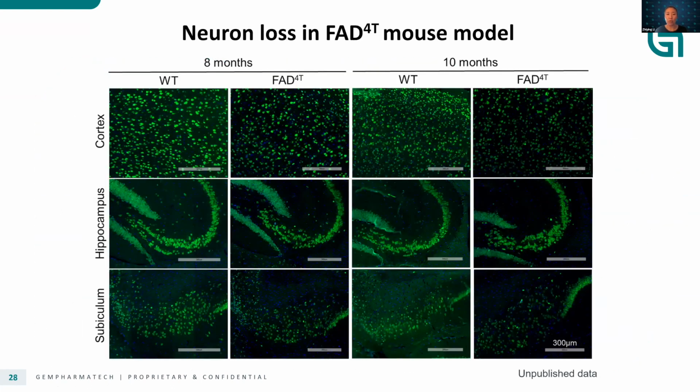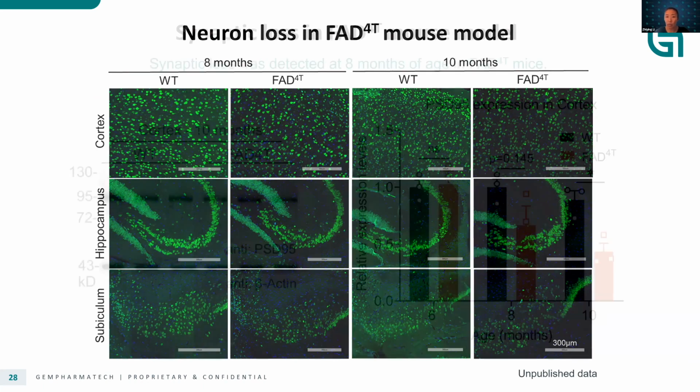And finally, we also looked into neuronal loss as a hallmark of neurodegeneration. So in 8-month-old and 10-month-old animals, what we're seeing is, at the cortical, hippocampal, and subiculum areas, neuronal loss. These stains are neuron staining, a pan-neuron marker that we can use to quantify the population or the total number of neuronal cells. The quantification is in the works.